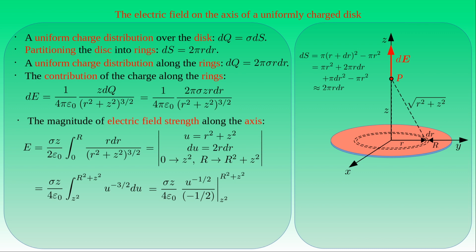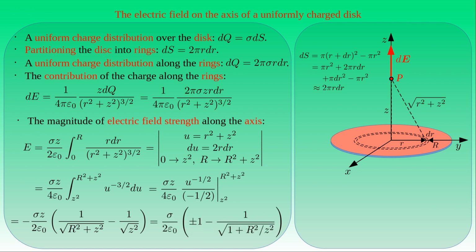Then the result is equal to minus sigma times z over 2 times epsilon naught, times 1 over the square root of the square of capital R plus z squared, minus 1 over the square root of z squared. We can factor out 1 over z from the terms in the parentheses, and we get sigma over 2 times epsilon naught, times plus or minus 1, minus 1 over the square root of 1 plus the square of capital R divided by z squared. Here we use the plus sign in the first term in the parentheses if z is positive, that is if the point P is located above the disk, and the negative sign if z is negative, that is if the point P is located under the disk.